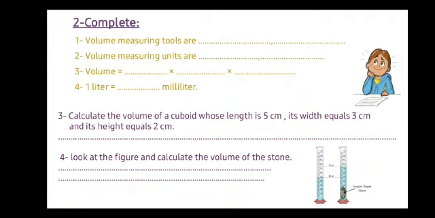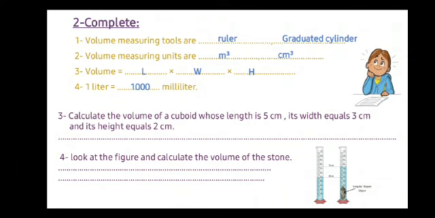After that, number 2, complete. Volume measuring tools are ruler and graduated cylinder. Number 2, the volume measuring units are cubic meter and cubic centimeter. Number 3, volume equals length times width times height. Number 4, 1 liter equals 1000 milliliters.